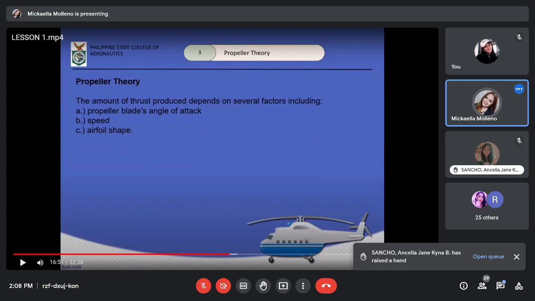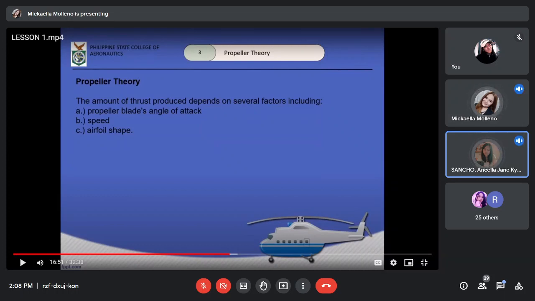Okay, Sancho. Ma'am, yung blade angle po is yung angle po ng propeller po relative po sa plane of rotation. Tapos yung angle of attack po is yung angle po galing po sa chord line relative po sa wind po. Relative wind po. Yes. Okay, so very good, Sancho.